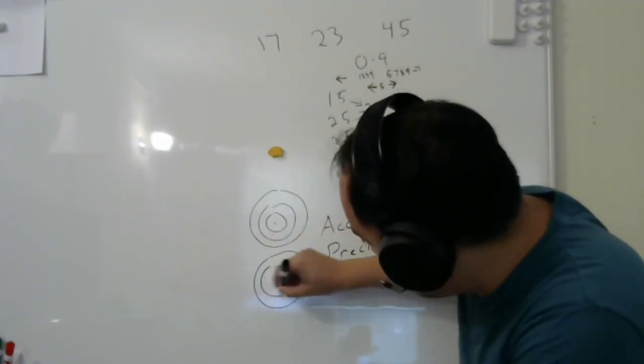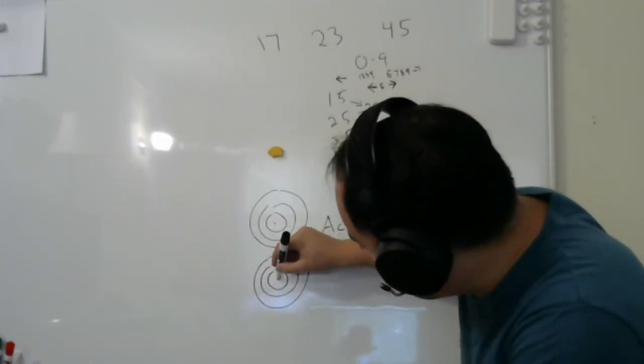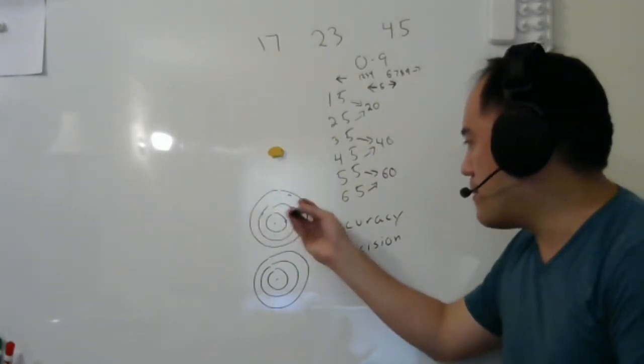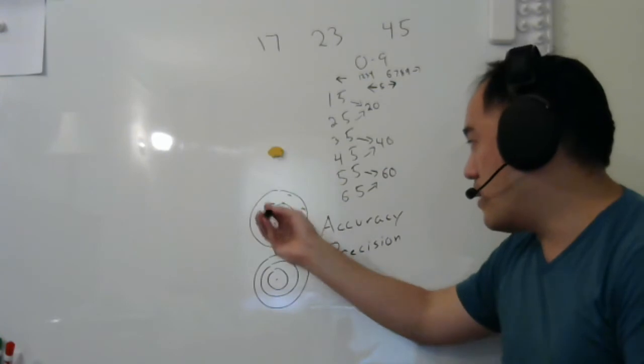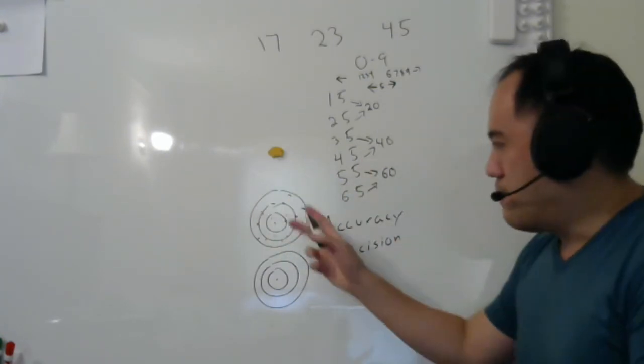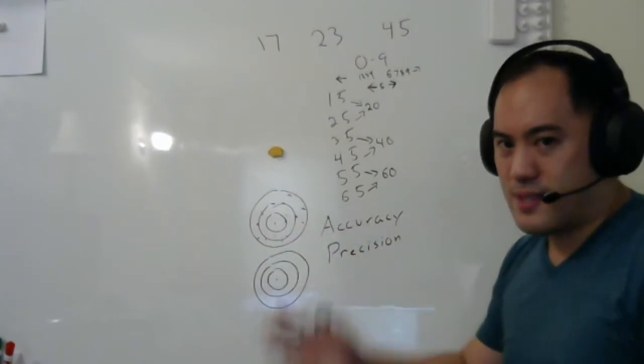And you have like 10 crossbow bolts or whatever. And you shoot them all, bam, bam, bam, bam, bam, bam, and they all hit the target. Well, you didn't miss the target. You got them all. That's good. That's pretty accurate. But if your shots are all over the target, that's not very precise.